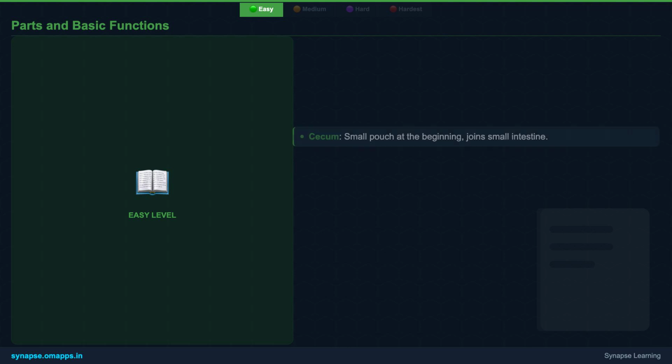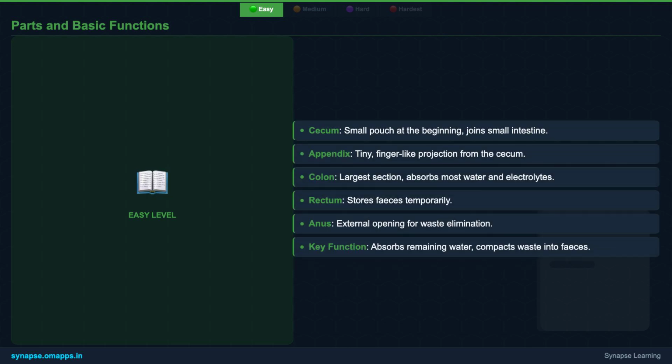The large intestine has three main sections. First, there's the cecum, a small pouch at the very beginning, with a tiny, often talked about appendix attached. Then comes the colon, which is the longest and main part, shaped like an upside-down U. Finally, we have the rectum and the anus, which are responsible for storing and expelling waste.